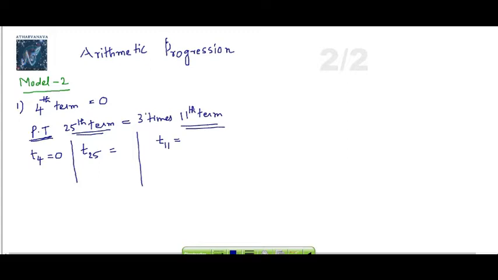Then what is "times" in mathematics? It says multiplication. Which means here I should prove that T25 is equal to 3 times T11. This is what I am going to prove now. Let us start. T4 is equal to 0.